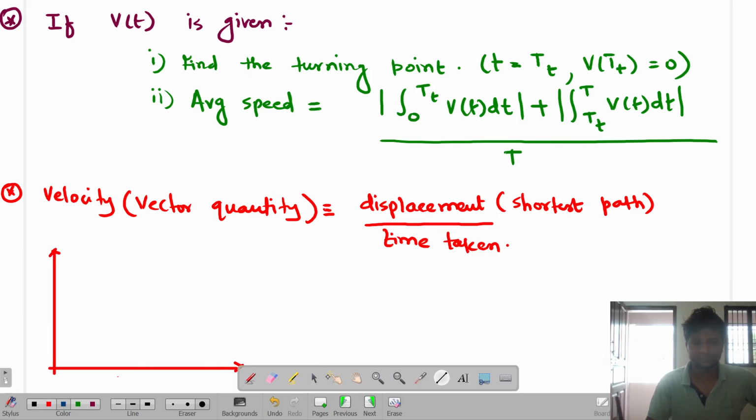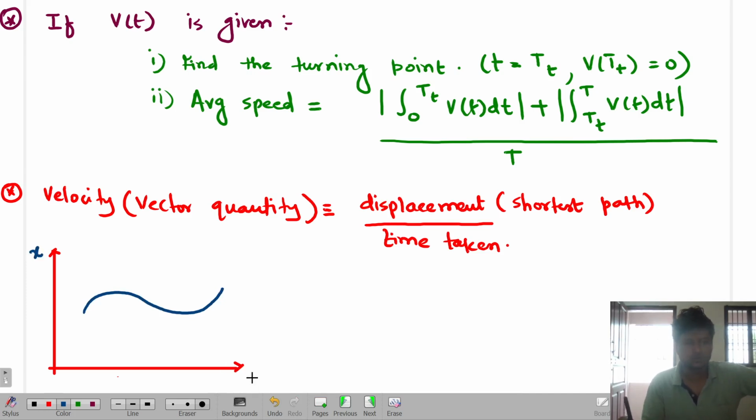Let us imagine that the particle goes like this way. Sorry, 1 minute. In this curve x, like this is x. Basically, let us write that this is the xy plane and it's going over here.